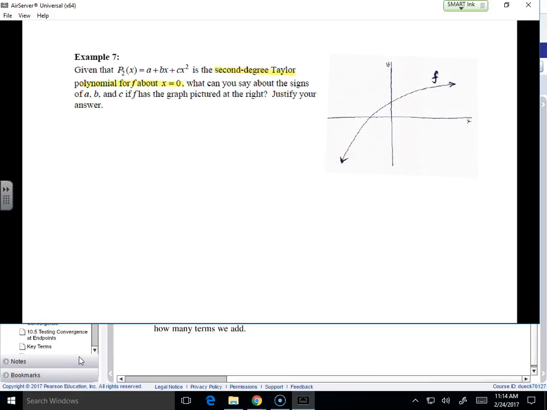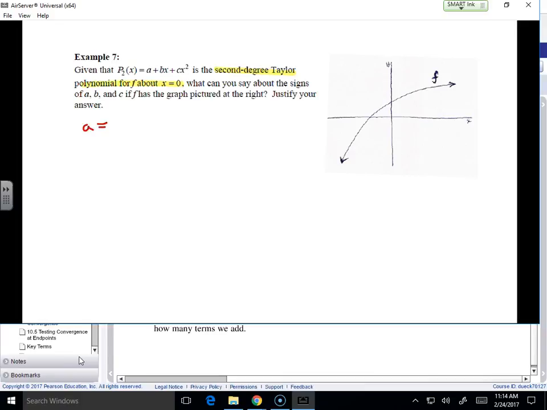What can we say about the signs of A, B, and C if f has the graph pictured at the right? How on earth do A, B, and C relate to f? This is a whole new type of AP problem, so make sure everyone's totally focused in. How does the f prime relate to the f in our graphs? This is a whole new type of that. Yeah, coefficients.